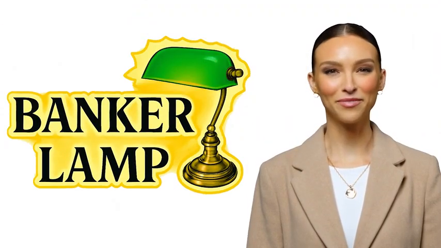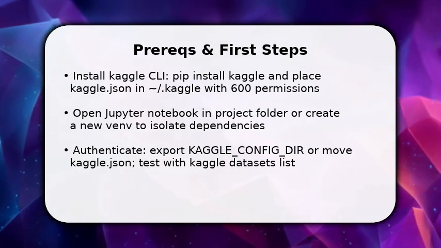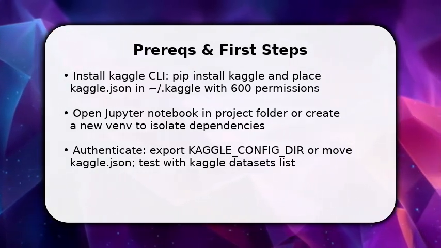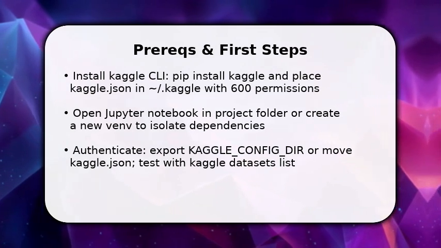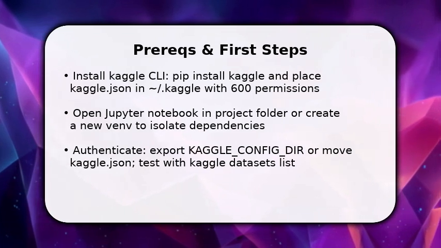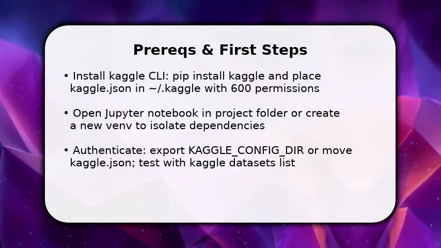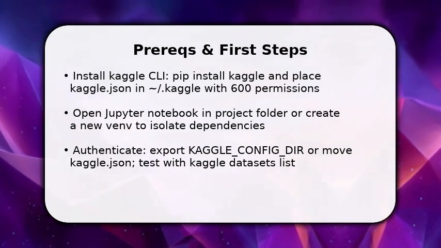Please enjoy the video. You start by preparing credentials and the environment. First, install the Kaggle CLI and secure kaggle.json in the config directory. This lets the CLI authenticate. Once done, open Jupyter in the project folder or activate a virtual environment so dependencies stay contained.